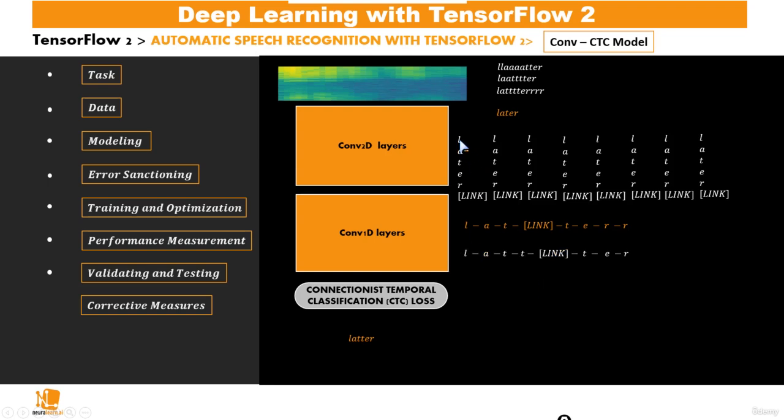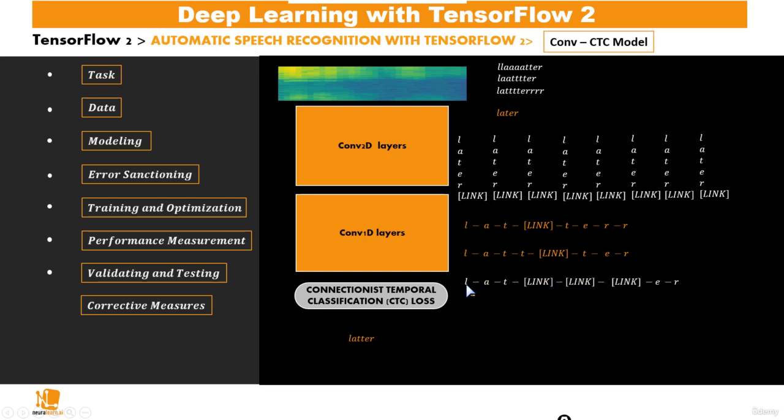Suppose we have this output L, we pick this, next is this, next is this, next this, and then we have the link, then we have T, then we have E, then we have R. Now this is gonna give us LAT. With a link, we are gonna have LAT TER. So this is actually a valid token, or rather a valid output.